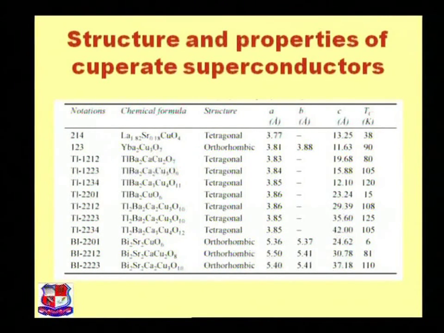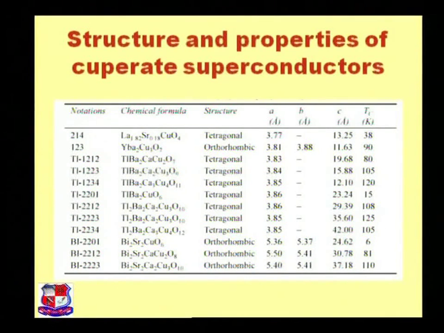Now the next is also thallium 2223. It means thallium barium calcium copper oxide, its structure is also tetragonal, its A side parameter is also 3.85, its crystal size is 35.60 and its critical temperature, meaning transition temperature, is near about 125 Kelvin. Here one observation is that all the thallium type chemical formulas have a tetragonal structure.